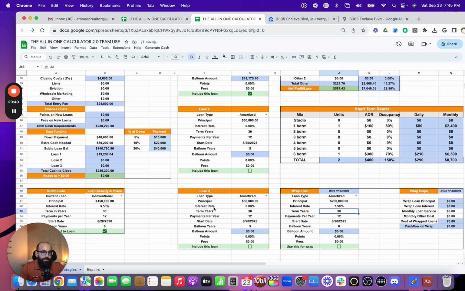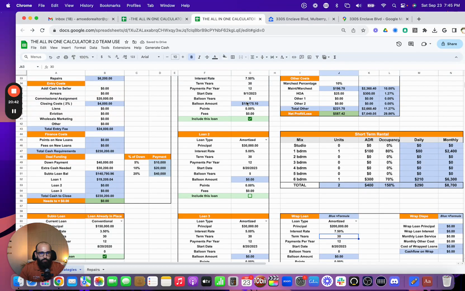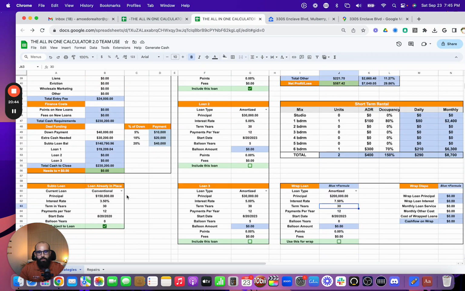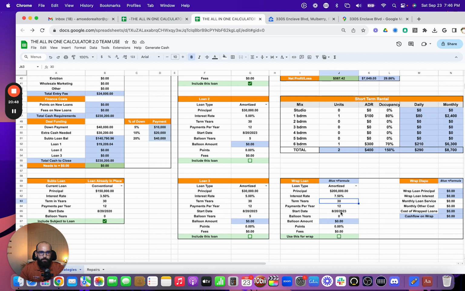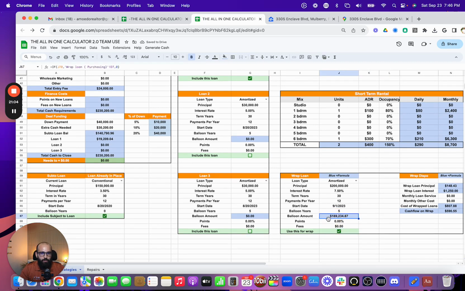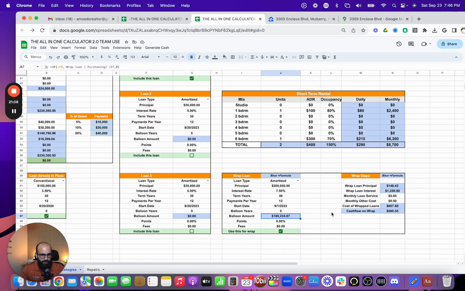Now, remember, why does this make sense? We have this loan right here at 7.5%, so we're going to break even on that. But we do have this loan right here at a 3.5%, so we're actually going to make money on that one, okay? So let's assume, again, that we are starting November 1st, and we are giving them a 5-year balloon on this, and then we are clicking check mark on that. So you'll notice that in 5 years, they will still owe us $189,234.